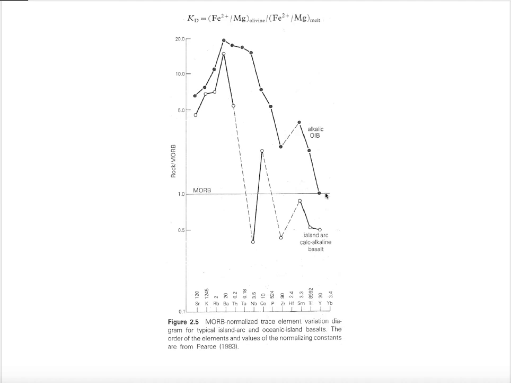make assumptions, you can say which incompatible elements are enriched compared to MORB. Now not compared to the chondrite as before. Now we are comparing it with MORB, and then you can say which incompatible elements are enriched and which incompatible elements are depleted compared to MORB, and then you can investigate what the reason for that is, yeah.